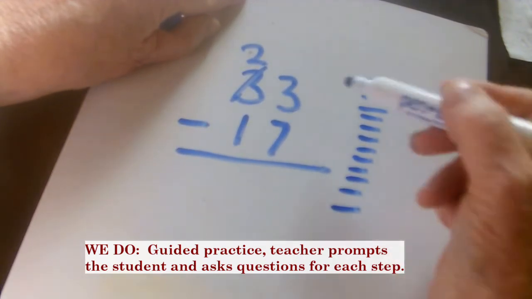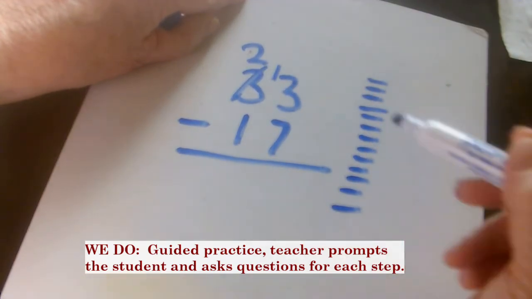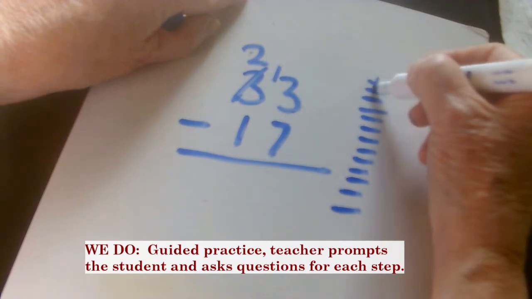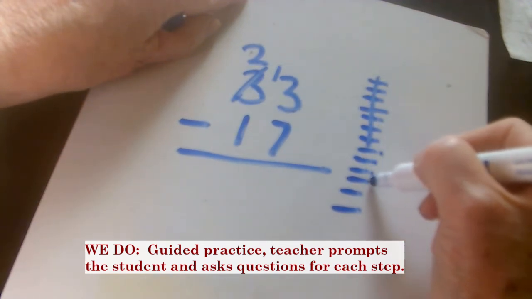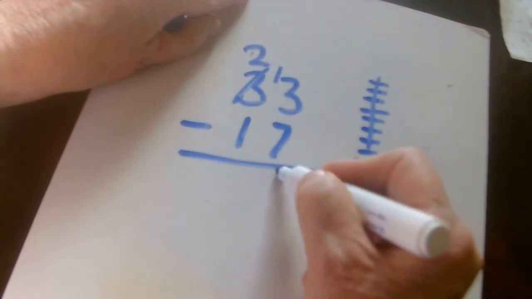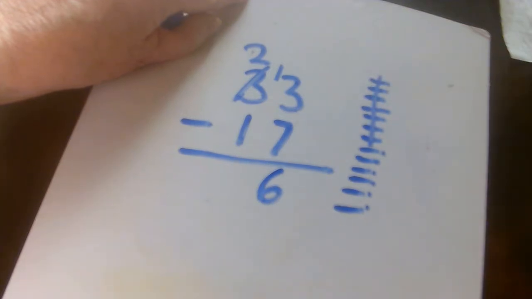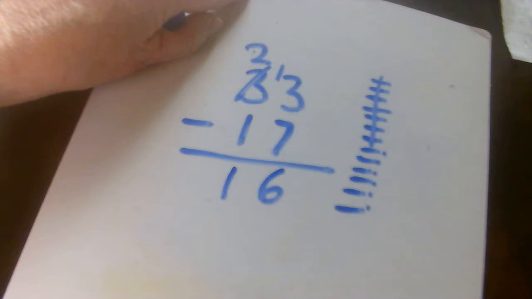Good job. And don't forget, yeah, now you have 13. 13 take away 7. What do you get? 6. 13 take away 7 is 6. Good job. Now go to your 10s. Yeah, that's right. That is correct. 33 minus 17 is 16. Good job. So that's how we do I do, we do.